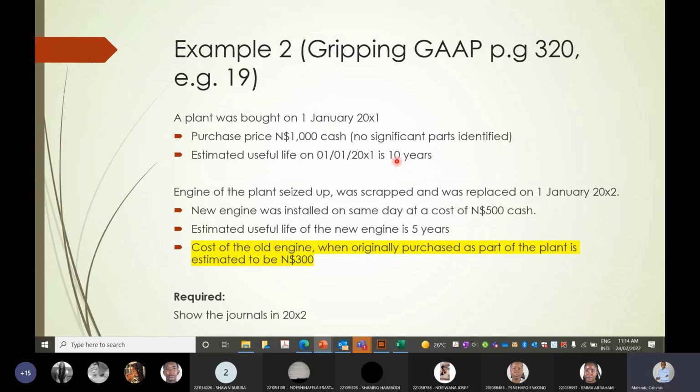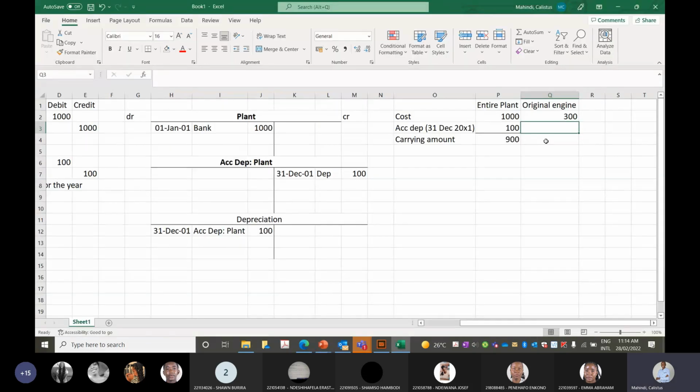10 years. All right. So the depreciation would be 300 divided by 10, which gives us an amount of 30. So the carrying amount of the original engine would actually be 270. Do we agree? Yes, sir. Okay, let's just do this.